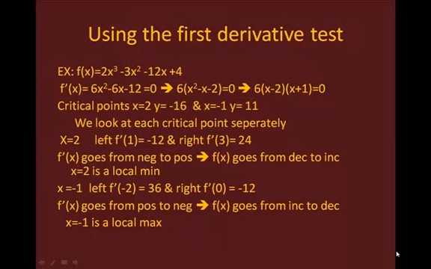So that means here, from left to right, we're going from positive to negative. That means the original graph is going from increasing to decreasing, which makes x equal negative 1 a local maximum.